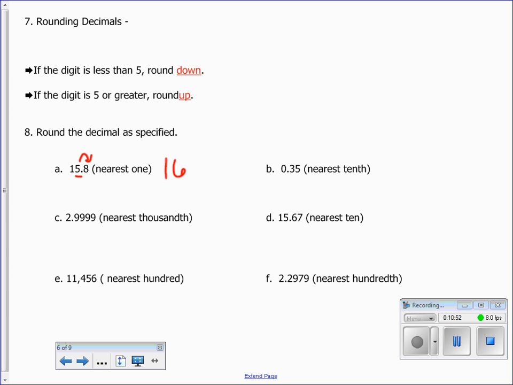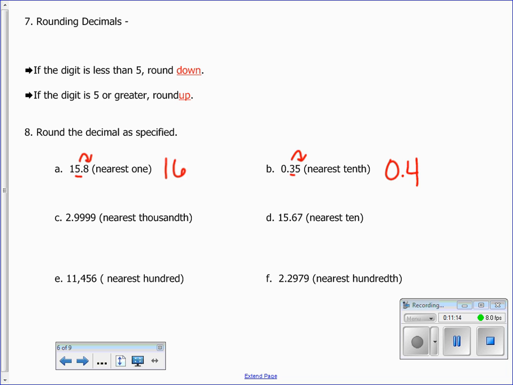B, 35 hundredths, asking us to round to the nearest tenth. Underline the tenths place. Look next door to determine if it rounds up or down. It is 5. The rule is if it is 5 or greater, you round up. So B will round up to 4 tenths.